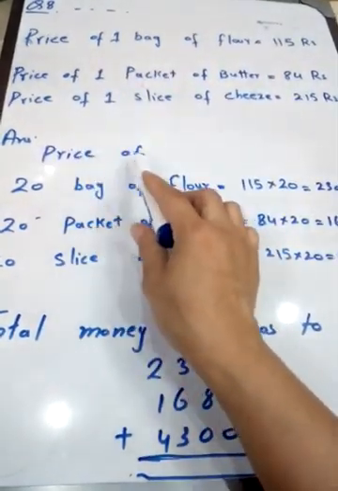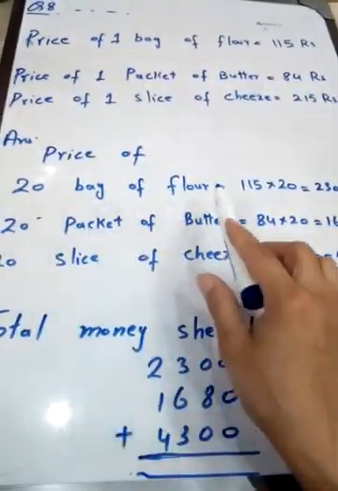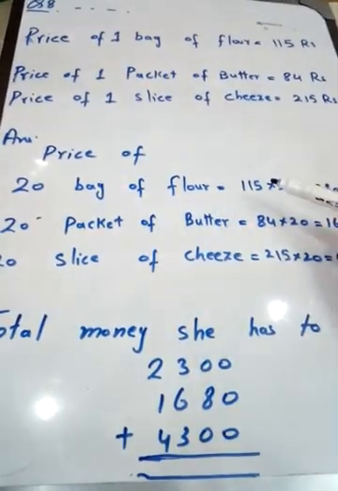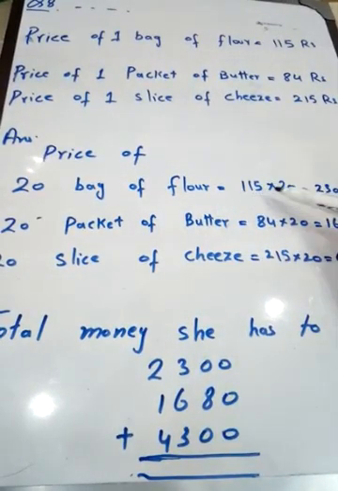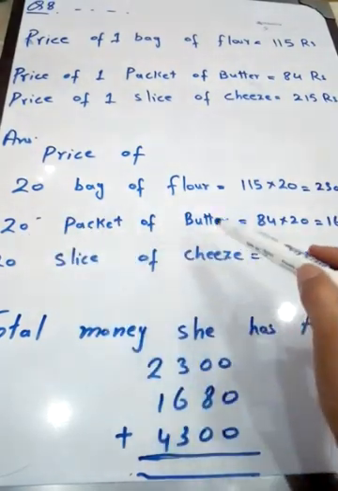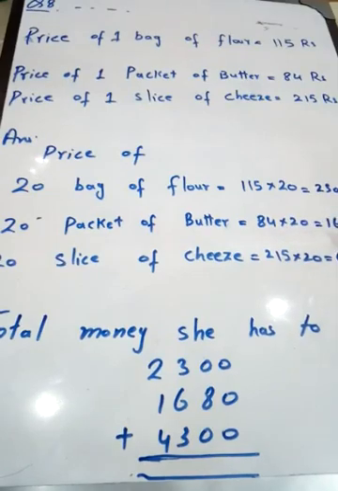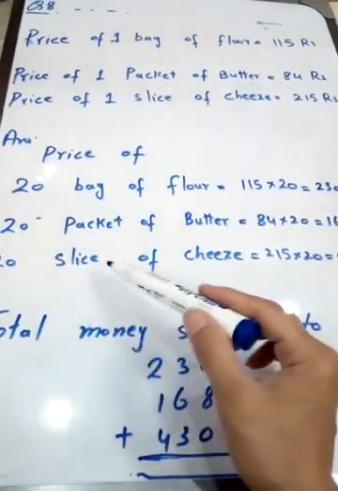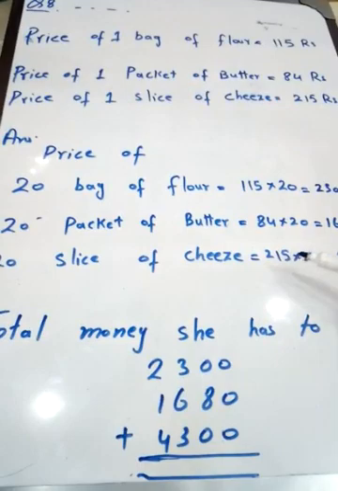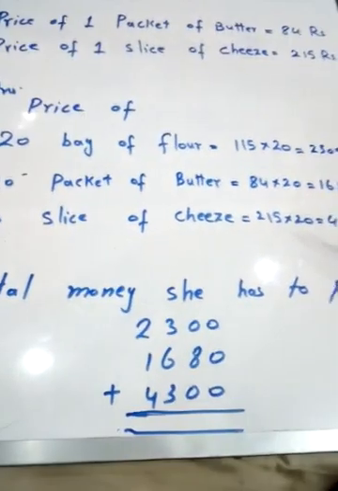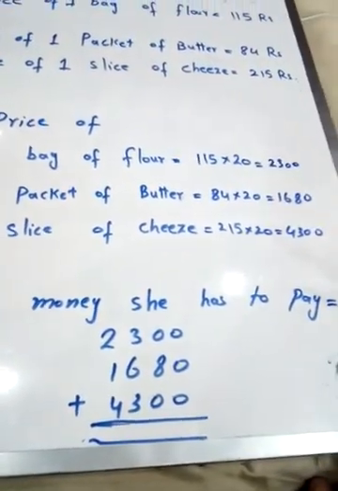Now we have to find the price of 20 bags of flour first. For the price of 20 bags of flour, we have to multiply 115 with 20 and find the answer. You can multiply it on any rough notebook. 20 packets of butter is equal to 84 multiplied by 20. 20 slices of cheese is equal to 215 multiplied by 20, and we find our answer.